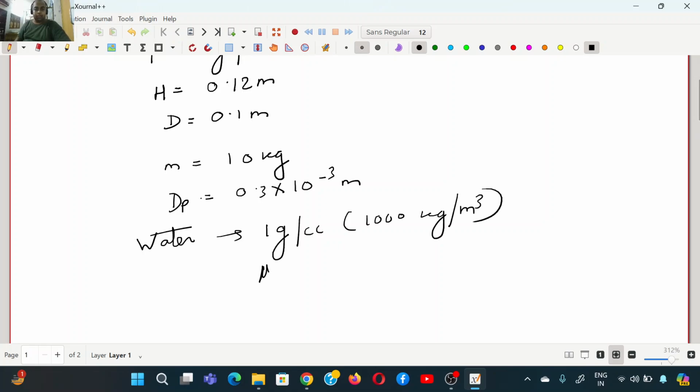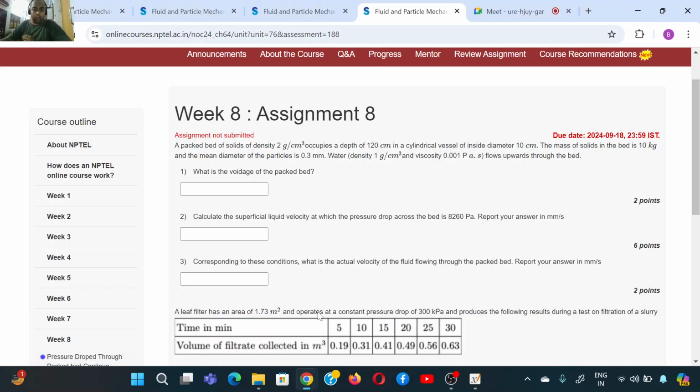This is rho of water. Viscosity of water is 0.001 Pascal second, SI unit. Everything I'm writing the same. So first, they have asked you to calculate. We have written all the details now.